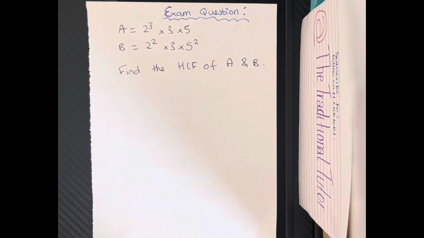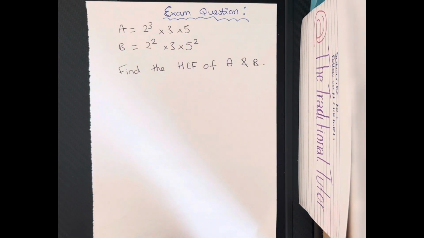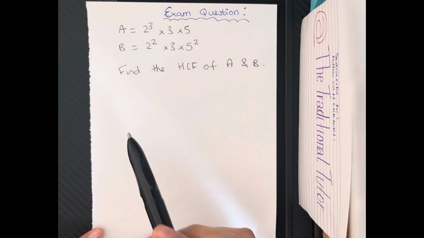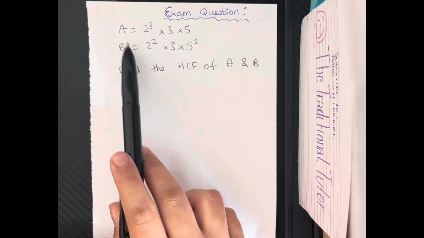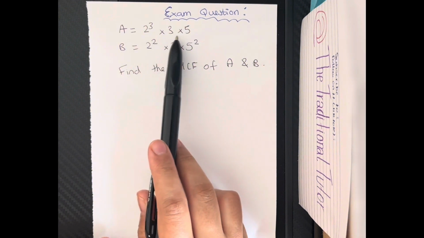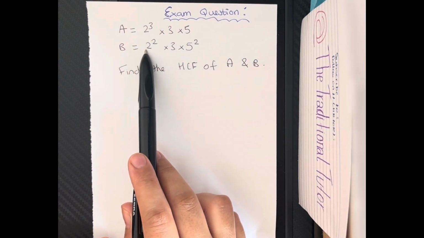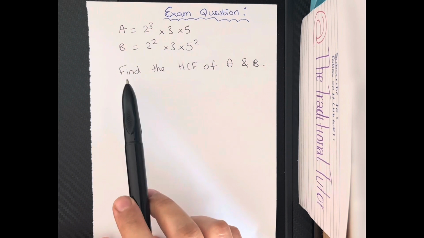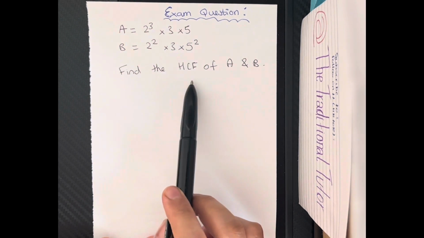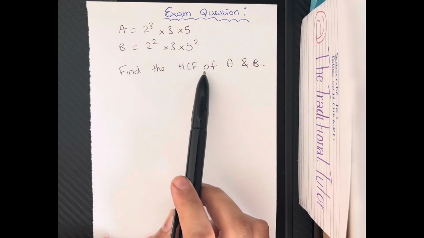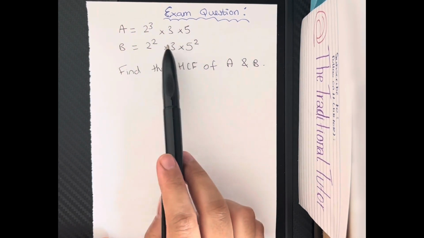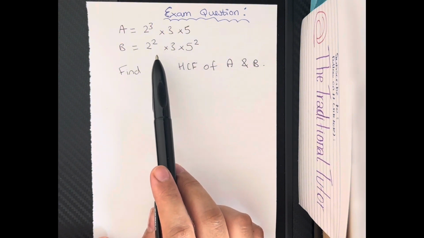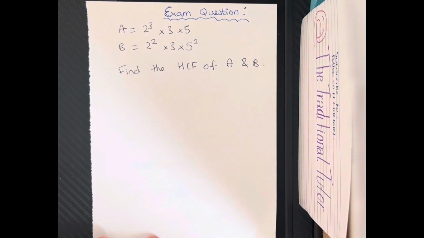So lastly, to finish off, we'll be looking at an exam question to do with HCF and LCM, so you get an idea of how it's applied in the exam. So we've got two values, two unknowns. A equals 2 cubed times 3 times 5, and B equals 2 squared times 3 times 5 squared. And the question is, find the HCF, the highest common factor, of A and B. And we don't know what A and B are. We've just got to use their prime factors or prime factor decomposition in order to work it out.